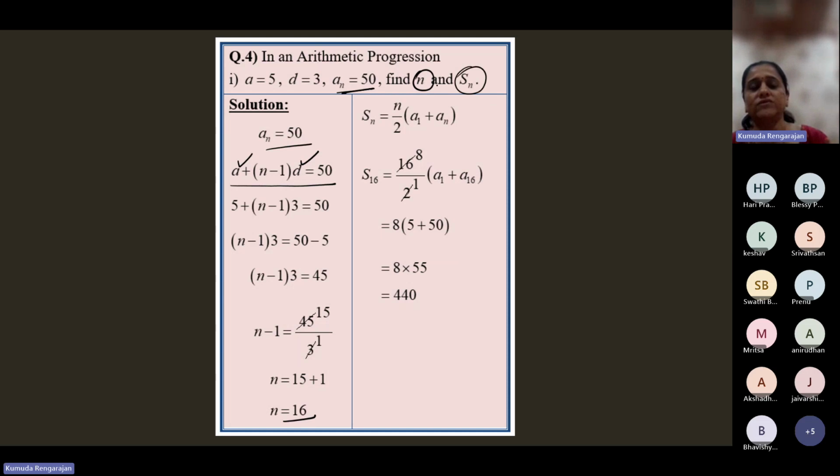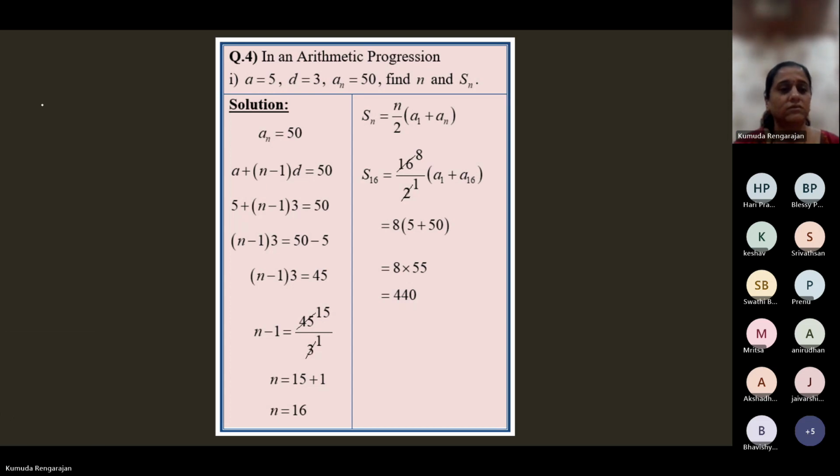Then about Sn. Now that we found N is 16, Sn means S16, and An means A16. So here I worked S16. S16 is 16 by 2 of the first term plus the last term. Last term is A16. So 16 by 2 is 8. 8 into first term 5 plus A16, which is 50. So the answer is 440.